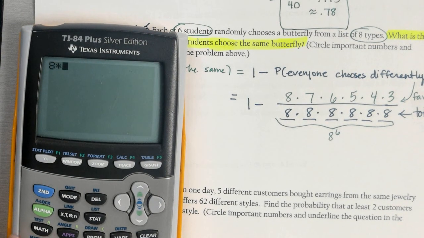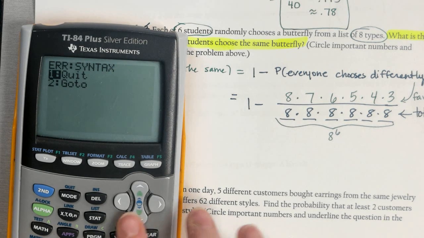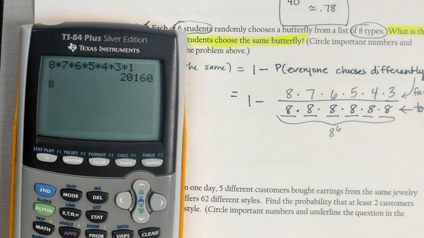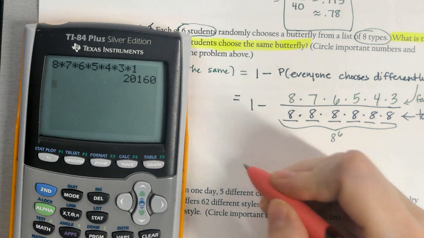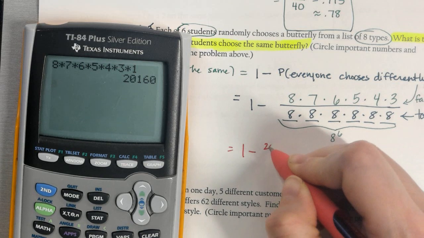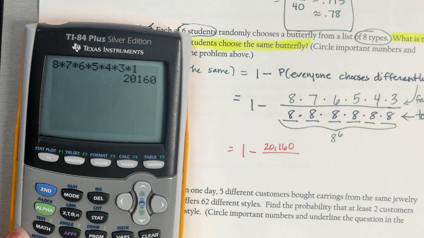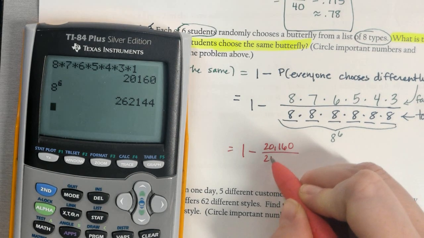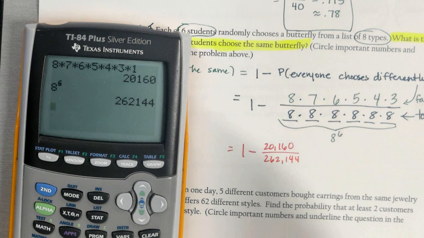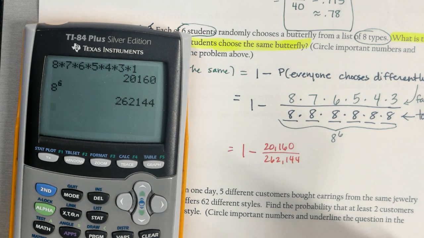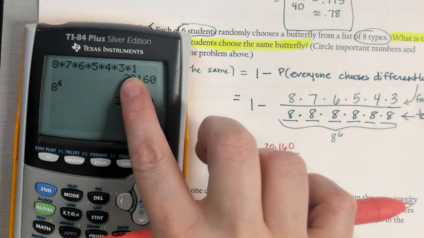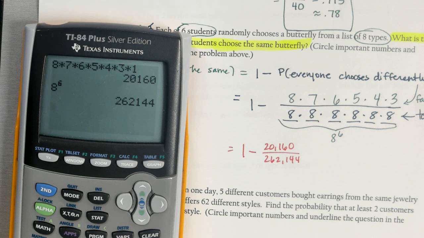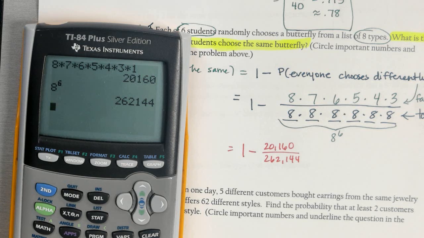You can do this a few different ways. You can calculate this first, times 1, there we go. And then you have 1 minus 20,160 over 8 to the 6. Why did you multiply that by 1? Because I put an extra times in there. My calculator didn't like that, so instead of deleting it, I just multiplied by 1. Anything times 1 will just be itself.